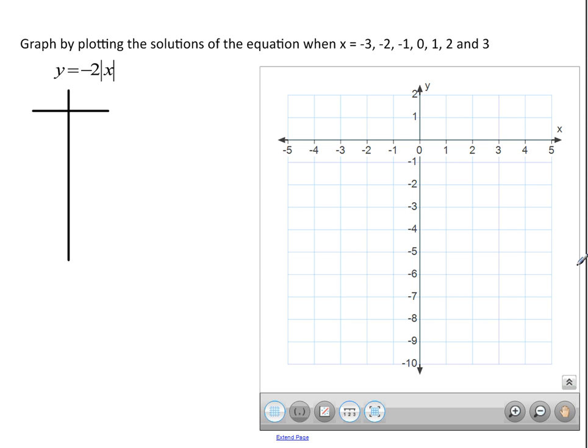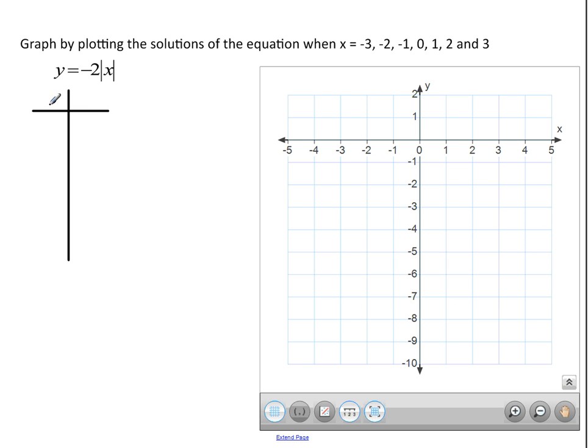Okay, welcome back. Let's do one more example right here to illustrate this whole idea of graphing by plotting the points to the solutions to the equation. This one's a little bit different. We've got an absolute value in our expression that we want to deal with.